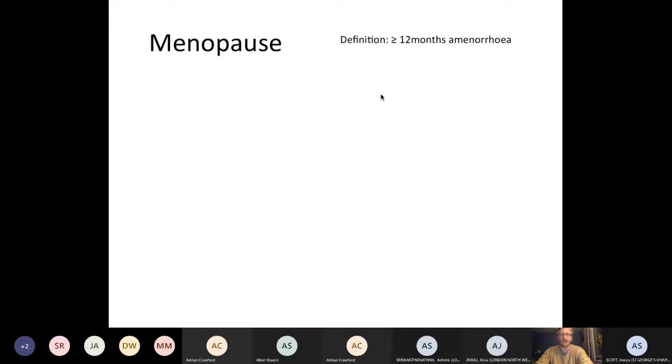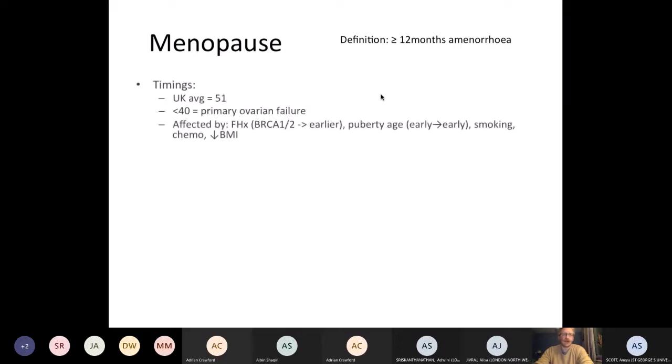Okay, the menopause, final slide. So definition is at least 12 months of amenorrhea. And in terms of the timings of it, the UK average is around 51. If it happens before the woman turns 40, it's termed primary ovarian failure. And some things that affect it, so family history, and in particular the genes BRCA1 or BRCA2 mean that the menopause typically happens earlier.